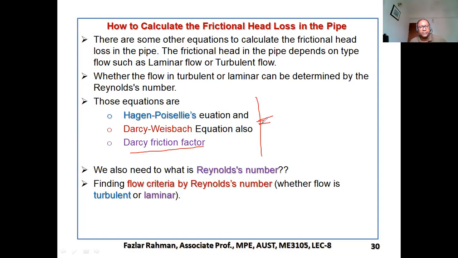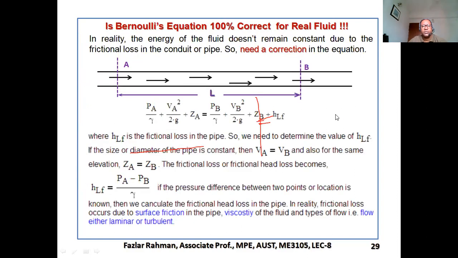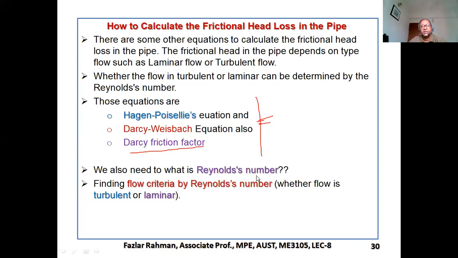Now, two things we need to know. These three formulas. Then in the previous slide, I told you that the friction factor depends on the viscosity of the fluid, and also whether the flow is laminar or turbulent. Now, how can we figure out that a flow is laminar or turbulent without observing it?